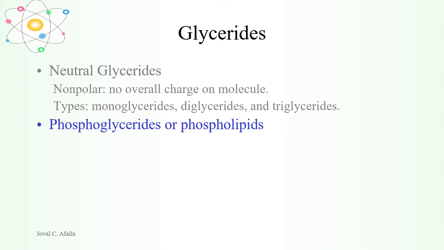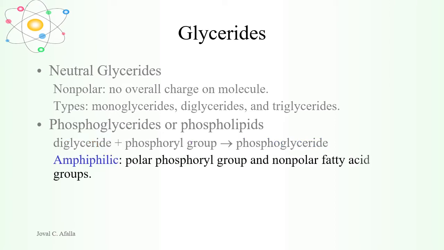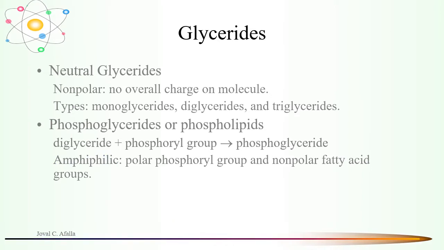Now, for phosphoglycerides, also known as phospholipids, it's made up of a diglyceride plus a phosphoryl group. Okay, so you now have a phosphoglyceride. This one is now amphiphilic because the phosphoric acid group that is connected to the third alcohol of your glycerol usually carries a charge. So it's a polar phosphoryl group and a nonpolar fatty acid component. So it's amphiphilic, meaning it can be attracted to both water and nonpolar solvents.